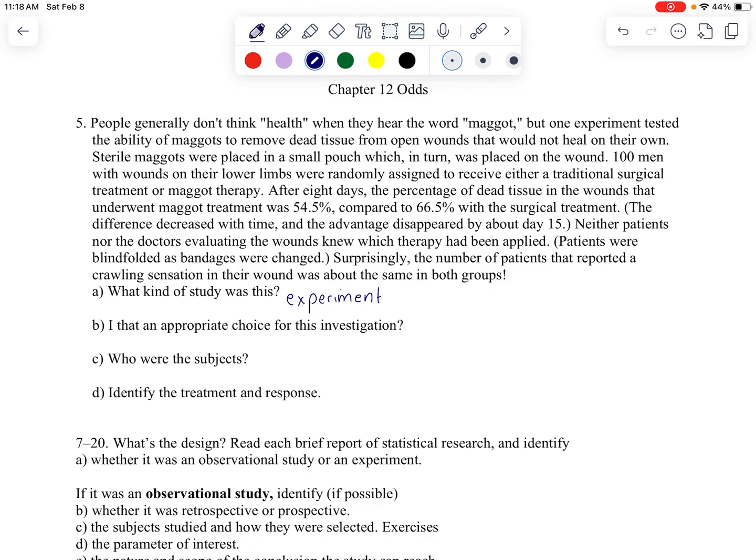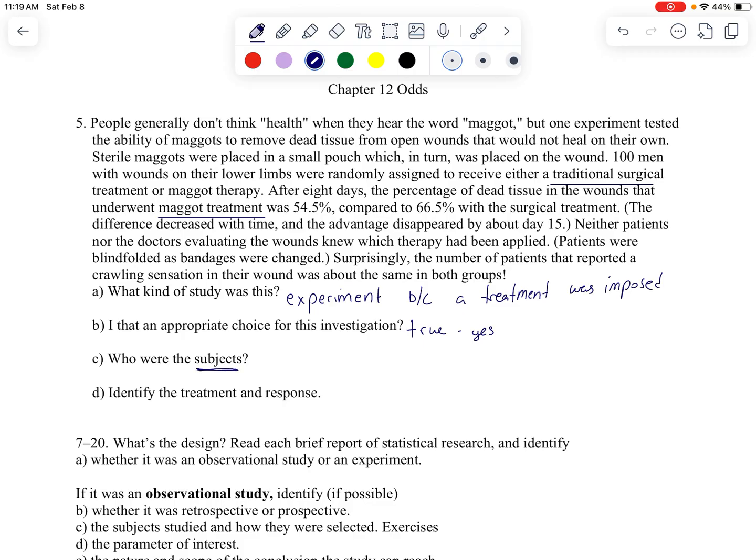It is an experiment, and this is how we tell the difference between the two: because a treatment was imposed. We said up above that individuals either received a traditional surgery or underwent maggot therapy. So there were two treatments given, and the men were randomly assigned. That is why this is an experiment. Is that an appropriate choice for this investigation? I'm going to say yes or true. I'm not sure what MyMathLab will want you to answer there.